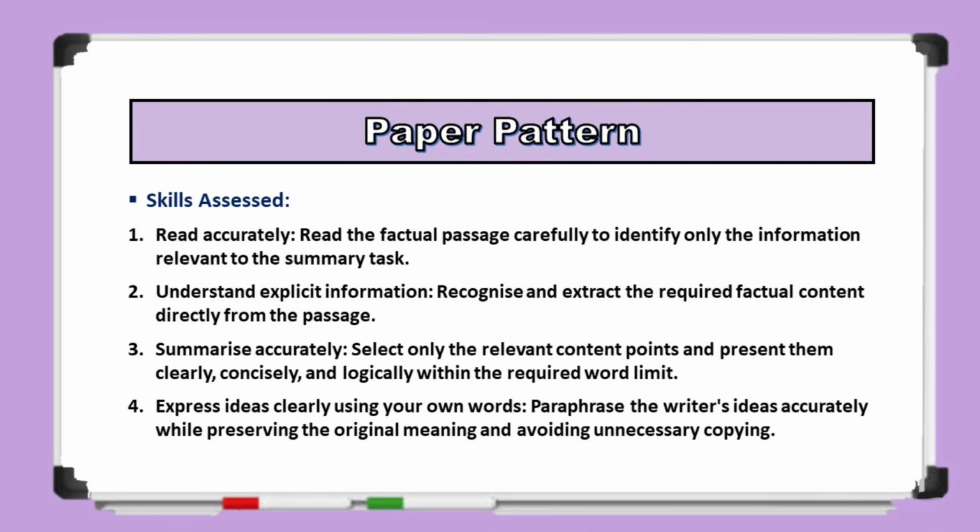To succeed in Section B, you should first read the factual passage carefully and identify only the information relevant to the summary. Avoid including unnecessary details. Next, understand the explicit information presented in the passage and extract the required factual points accurately. Then, organize these key ideas into a clear, concise, and logical summary while staying within the given word limit.